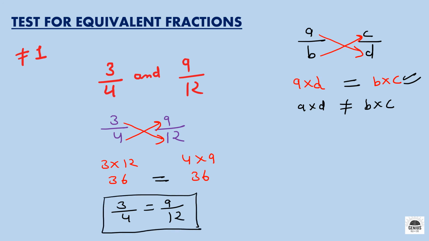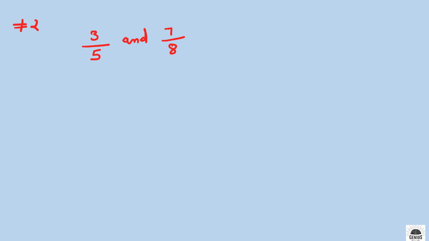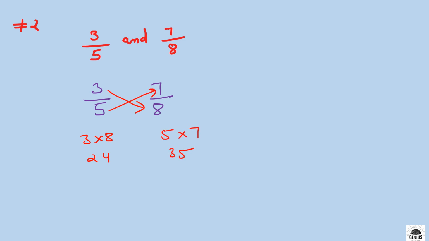Clear? Let's check whether 3 by 5 and 7 by 8 are equivalent fractions or not. So what will we do? We will do cross multiplication. We will multiply 3 by 8, and after multiplying this, we will get 24. Then we will multiply 5 by 7, so 5 into 7 is equal to 35. So the results are not equal to each other. It means 3 by 5 is not equal to 7 by 8, which means they are not equivalent fractions.